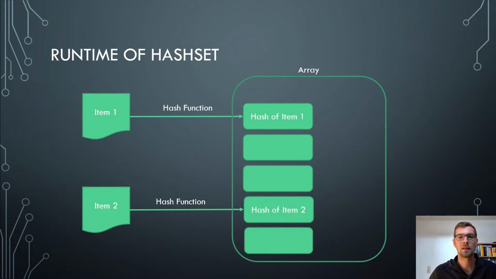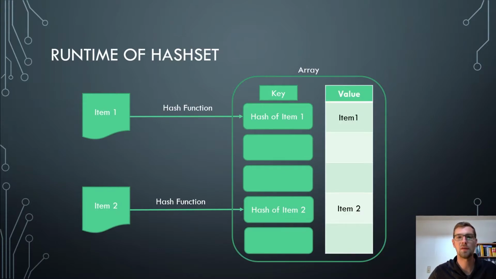So now we have here our array. Let's start at the top where we have the index 0, for example. There is our hash of item 1, so the hash here is 0. And there at position 3 we have the hash of item 2, so the hash of item 2 has to be 3. These are the keys of our array. And then our values are the actual items that we want to store in our array. So here we have our item 1 on position 0 and our item 2 on position 3.